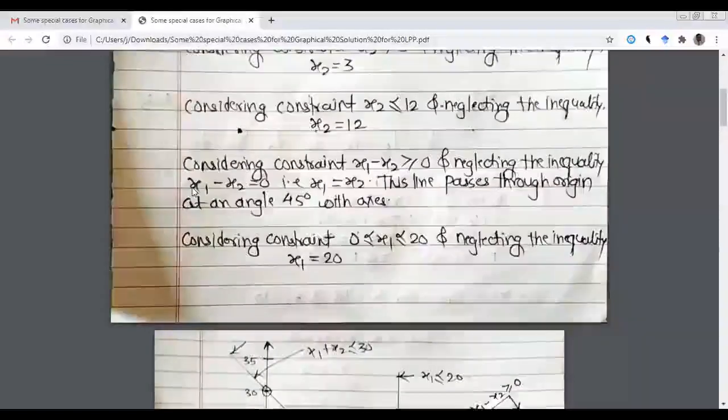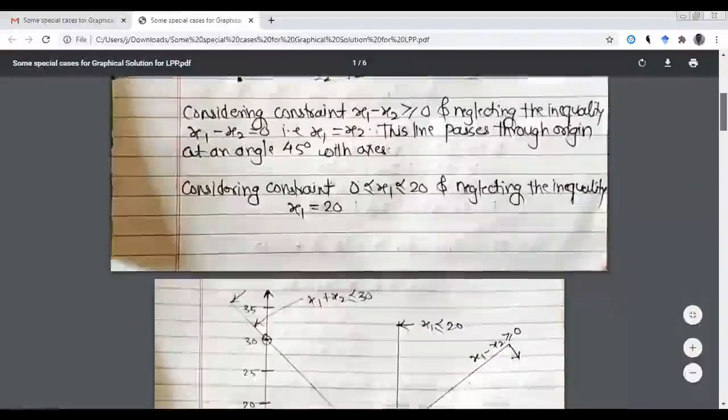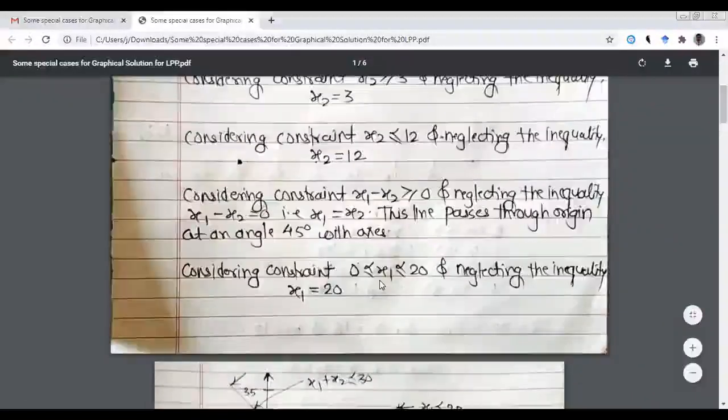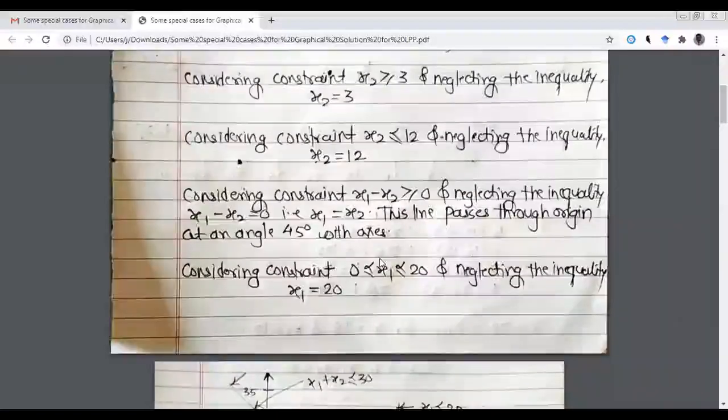So this particular constraint is very important, and it is to be handled in a proper way. There is a chance that a mistake can happen in this constraint. Again, we have another constraint here, that is 0 is less than or equal to x1, and x1 should be less than or equal to 20. So 0 is, sorry, 0 is less than or equal to x1, which means x1 should be in your first quadrant. That is understood. Again here they are saying that x1 should be less than or equal to 20. We can neglect the inequality sign here, and we get the equation x1 equal to 20.